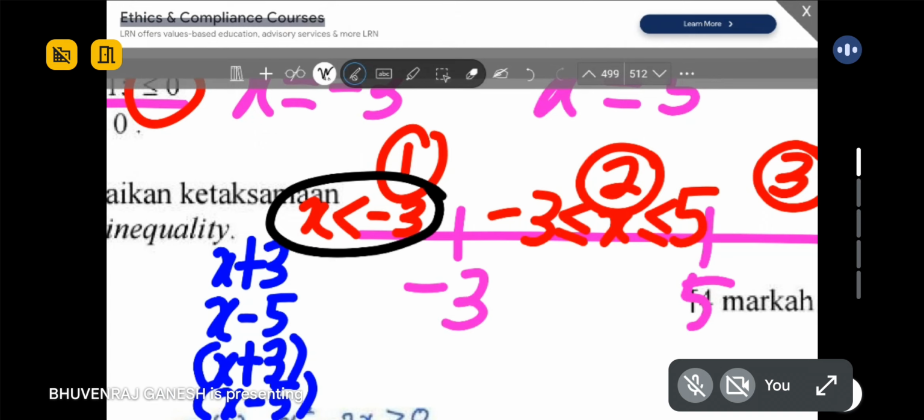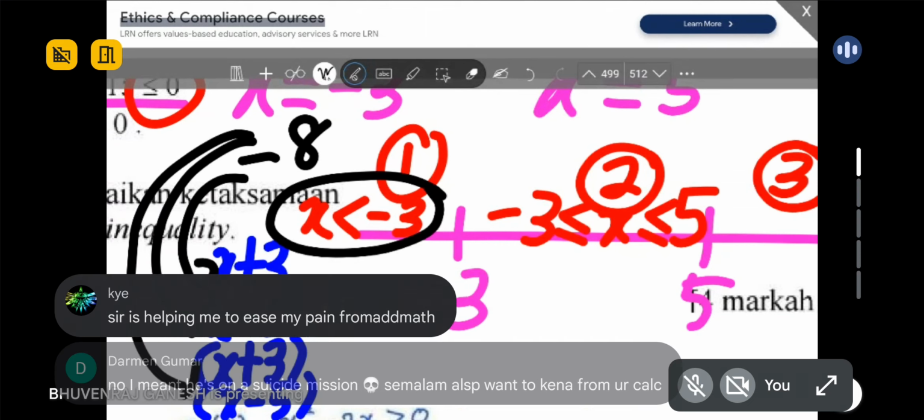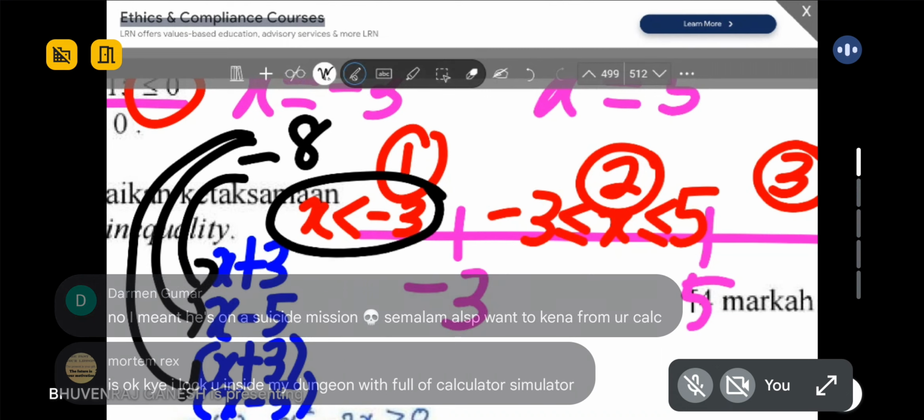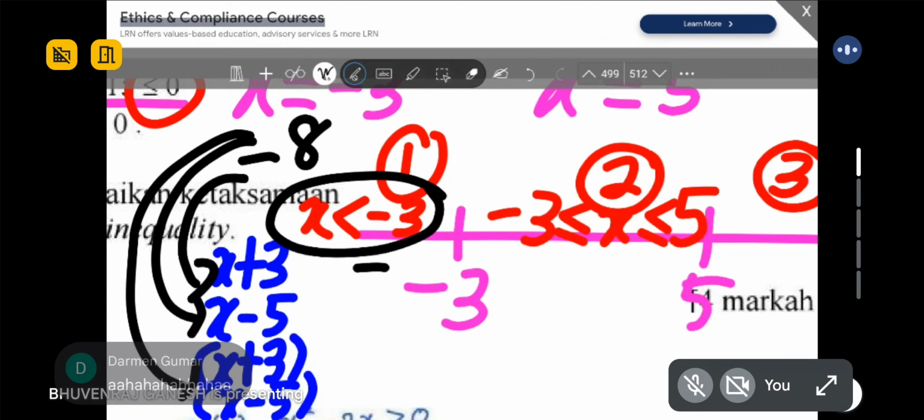Joking. Okay, so x less than negative 3. So less than, what is the number? I choose maybe negative 8. You can choose any number, guys. Negative 100 also can. So guys, you substitute negative 8 in all these terms over here. So negative 8 plus 3, you get negative, right? The value you don't care, guys. Okay, so negative 8 plus 3, negative 5.